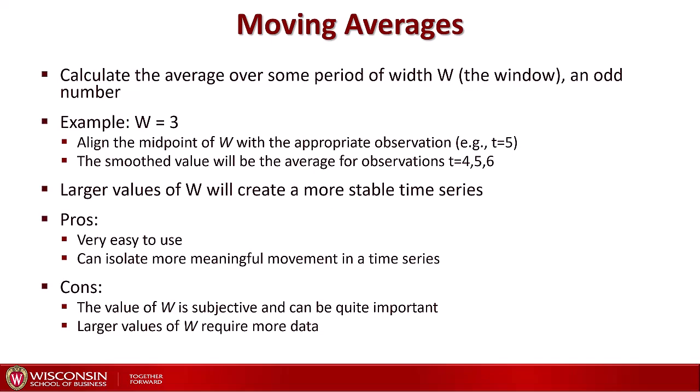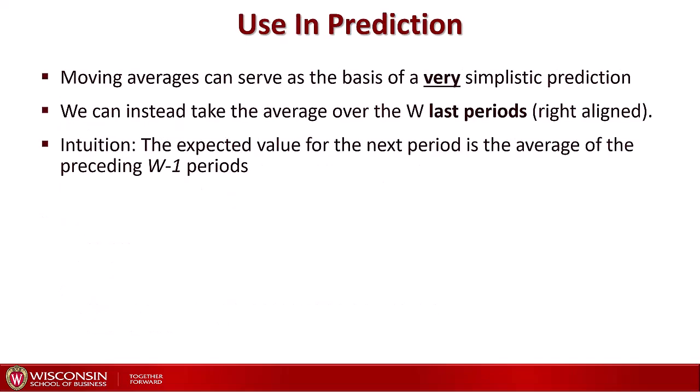There are a lot of good points. First, it's very easy to use, and it can make meaningful movements in a time series appear more clearly. Now, you have to define a value for W. It's subjective and can have a huge impact on the overall graph. And the more you increase the window, the more data you require. So we can use moving averages to make a very simplistic prediction, but they are not very reliable.